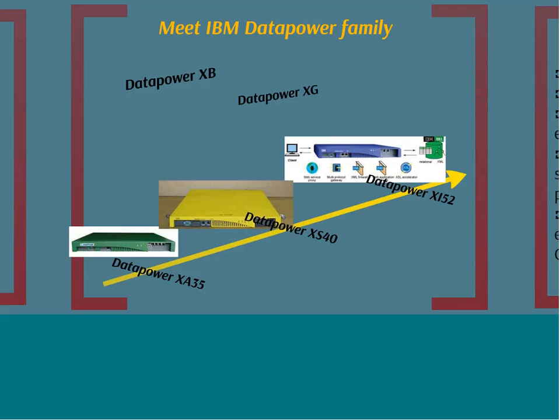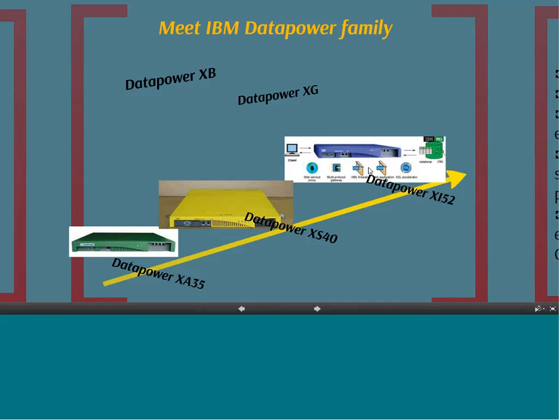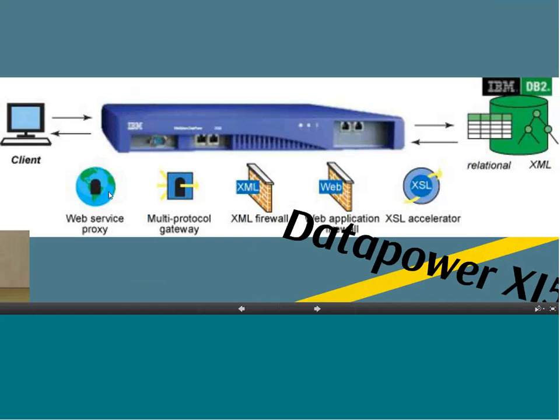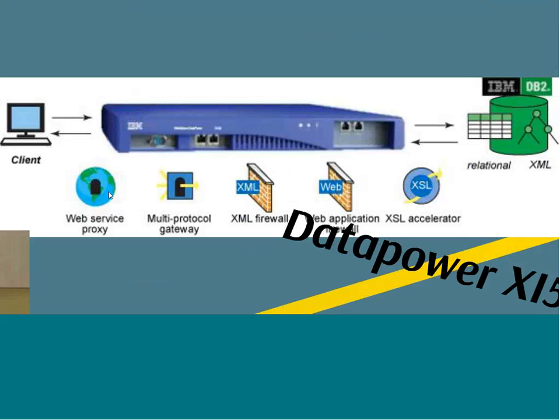Now the second part comes where we are talking about services. We have spoken about data power services, which are shown over here, like web services proxy, multi-protocol gateway, XML firewall, web application firewall, XSL accelerator, AAA policy, integration scenarios. All those kinds of scenarios will not be covered in the data power administration course. Why? Because they mostly belong to data power development. So they will be covered in the data power developer course, which is a separate course.